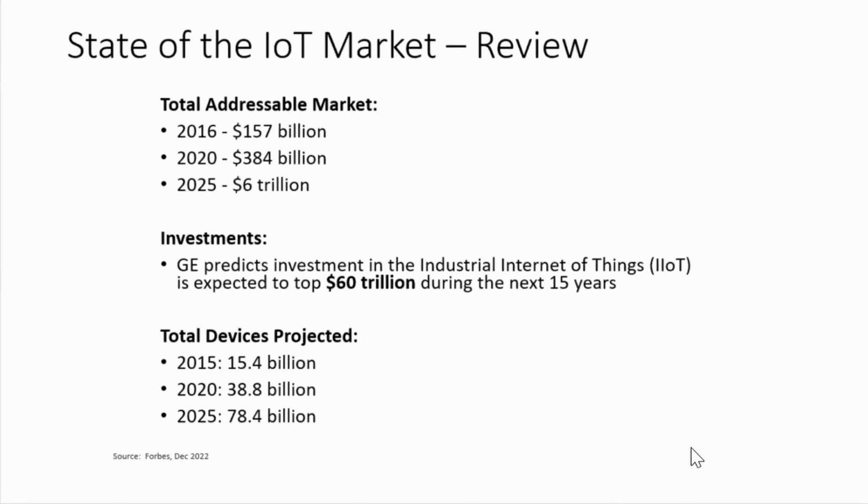GE predicts that the industrial Internet of Things, so industrial, think of smart cities, right? We're measuring, we're monitoring maybe a high-rise building, right? Or we're monitoring an oil pipeline from Alaska, right? We're measuring gallons, making sure nothing is leaking or breaking, those kinds of things. That's industrial, and they're estimating that will be 60 trillion in the next 15 years. So big money, big money.